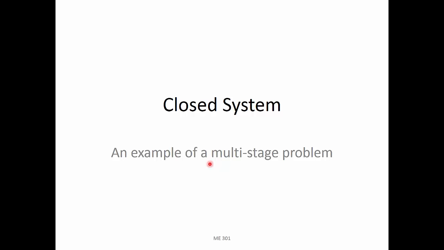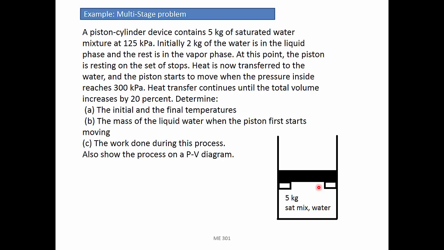Let us take a look at an example problem that involves multiple processes. A piston cylinder device contains 5 kg of saturated water mixture at 125 kilopascal. Initially, 2 kg of water is in the liquid phase and the rest is in the vapor phase. At this point, the piston is resting on a set of stops.